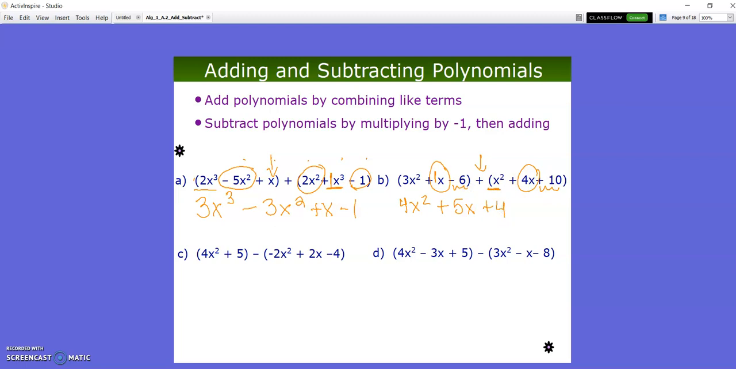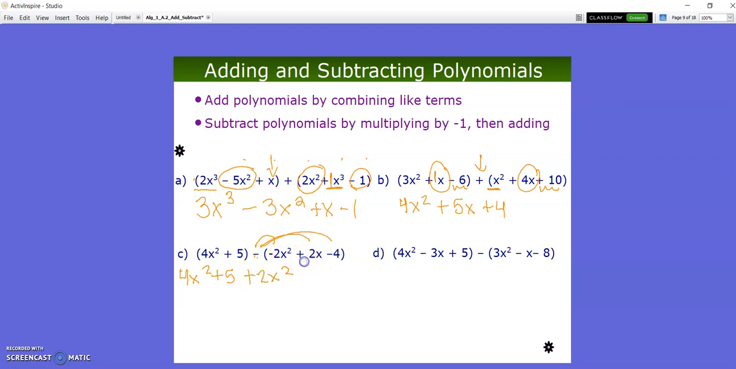When I'm subtracting, I can do the same process, combining like terms, but I may want to go ahead and distribute the negative. And what that does is just change all the signs of the second terms. So if I rewrite this, and I haven't done anything yet besides distribute the negative sign, a negative times a negative is going to be a positive 2x squared.